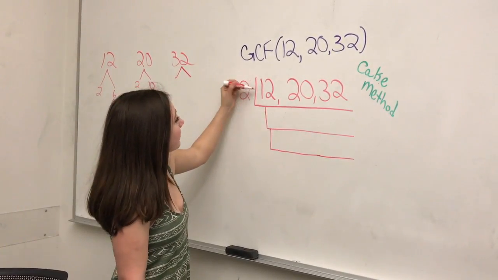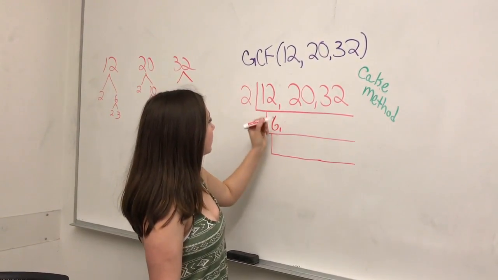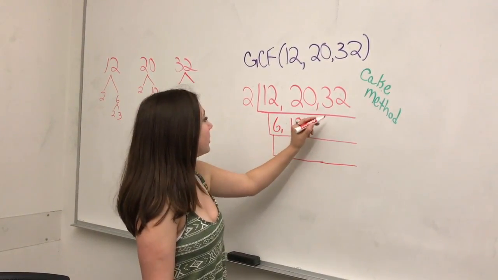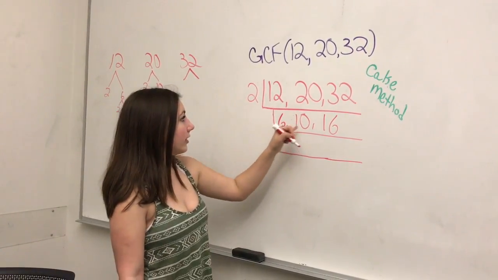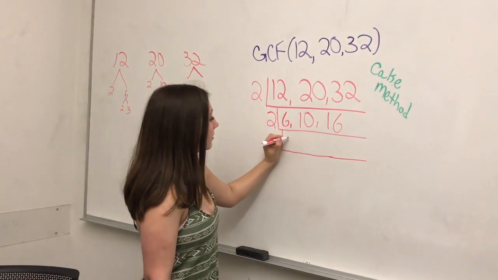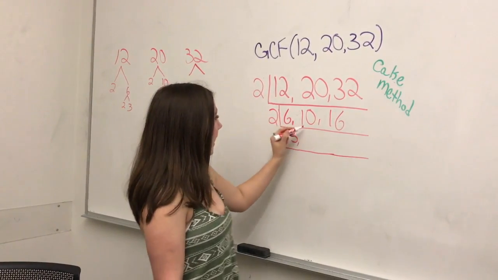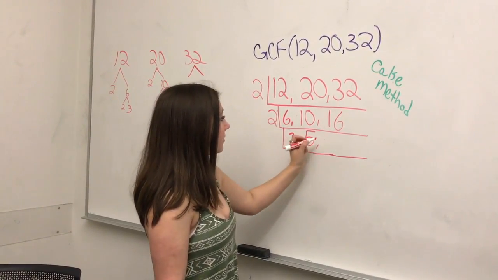So then I'm going to divide 12 by 2, which is 6, and then 20 by 2, which is 10, and 32 by 2, which is 16. And then again, they're all even, so I'm going to divide again by 2. So 6 divided by 2 is 3, 10 divided by 2 is 5, and then 16 divided by 2 is 8.